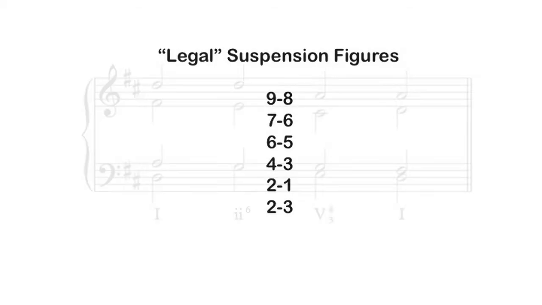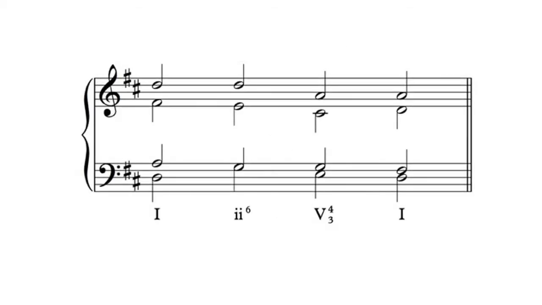So let's check this out. How does this actually work? Let's start with a new progression. In this case, I'm going to go from a 1 to a 2-6 to a 5-4-3 back to a 1. And that sounds like this.